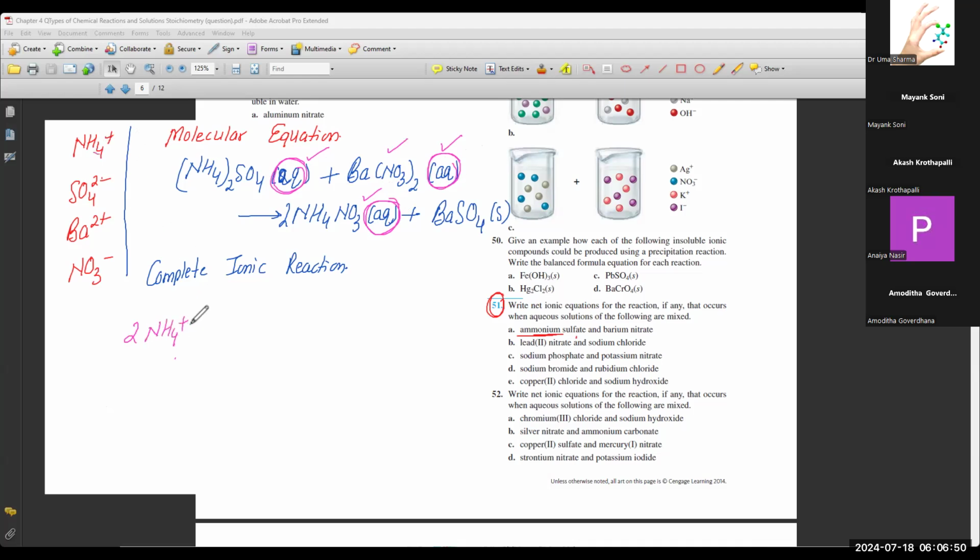See, ammonium. I know everything. So I'm going to split them. You can write down in your notebook and check whether I'm doing any error. And then after splitting them into ions, because they are strong electrolytes, they will be fully 100% dissociated. Identify spectator ions.